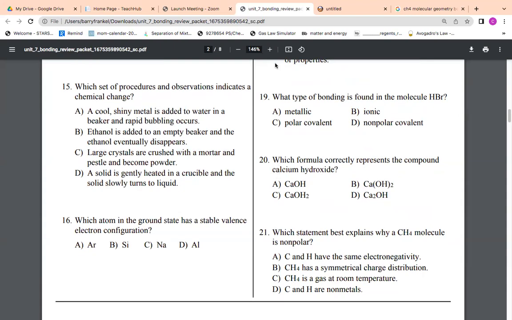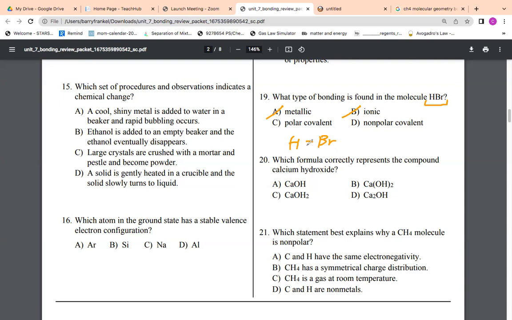What type of bonding is found in the molecule HBr? I've got H, I've got Br. It's not ionic, and it's not metallic, since there are no metals there at all. We know that this is going to be covalent. It's going to be either polar or nonpolar, so that's what we need to narrow it down to.